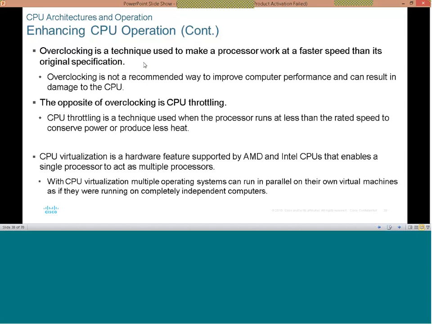The opposite of overclocking a CPU is what we call CPU throttling. CPU throttling is a technique used when the processor runs at less than rated speed to conserve power or produce less heat. So if it is running at a very slow speed, the essence of it is to conserve power and produce less heat, of course. The faster it works, the more heat it produces, and if it works less, then the heat effect is also reduced, and that actually helps it to conserve power.